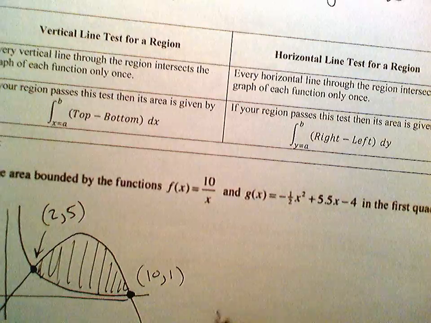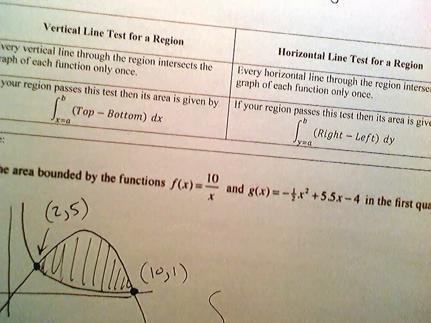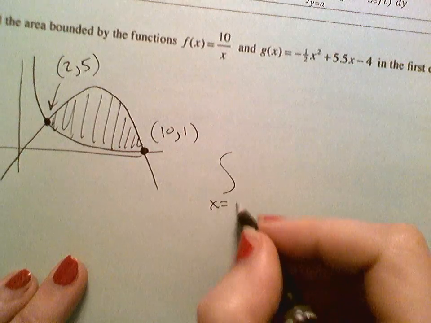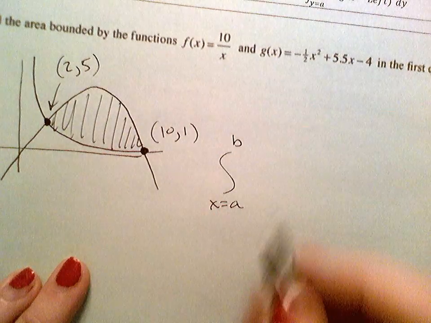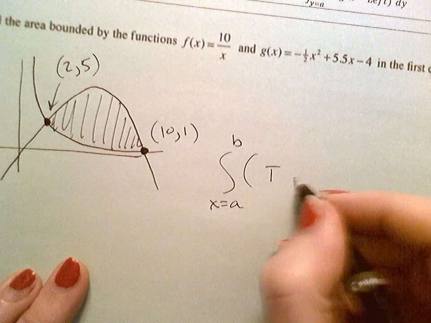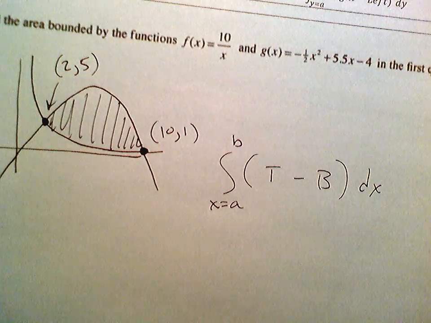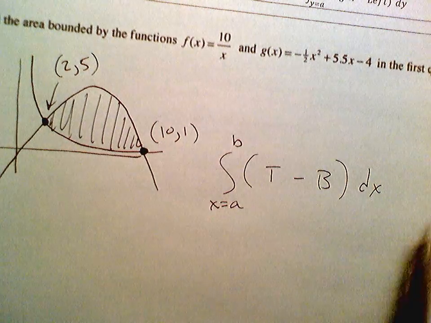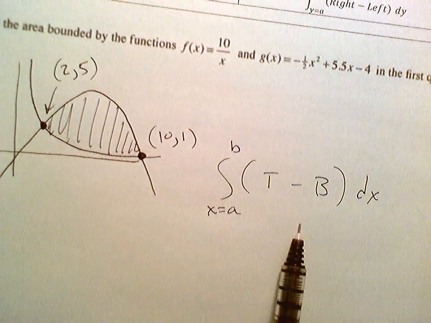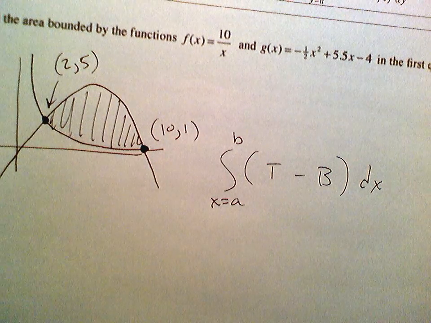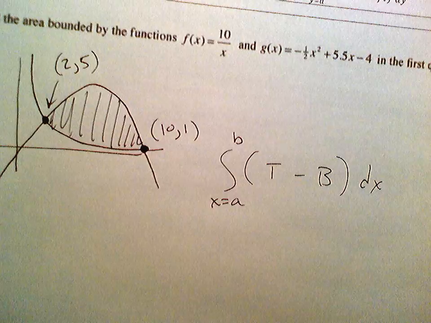So let's write it down. It goes like this. The integral from x equals a all the way up to b, and then top function minus bottom function dx. So if it passes the vertical line test, your integral will be in terms of x. For the horizontal line test, we'd have to change things to y's.